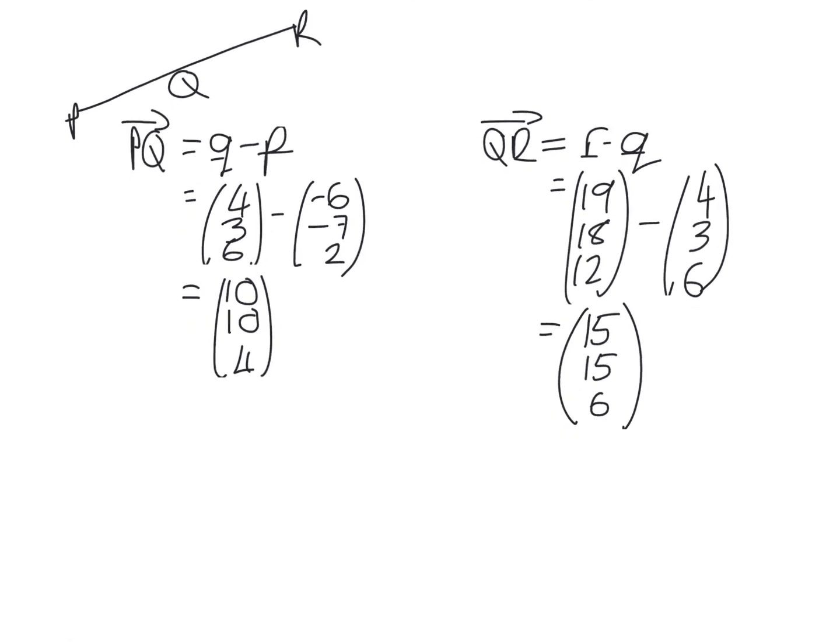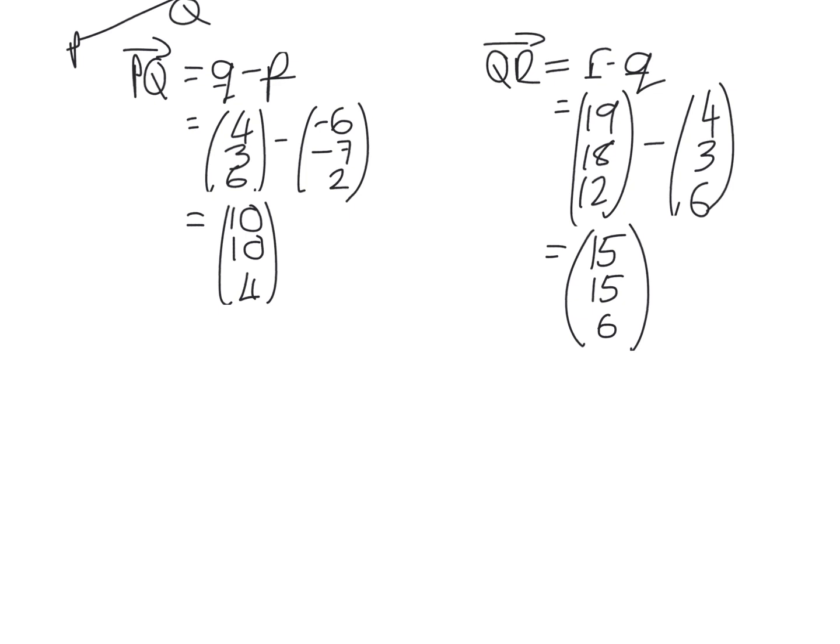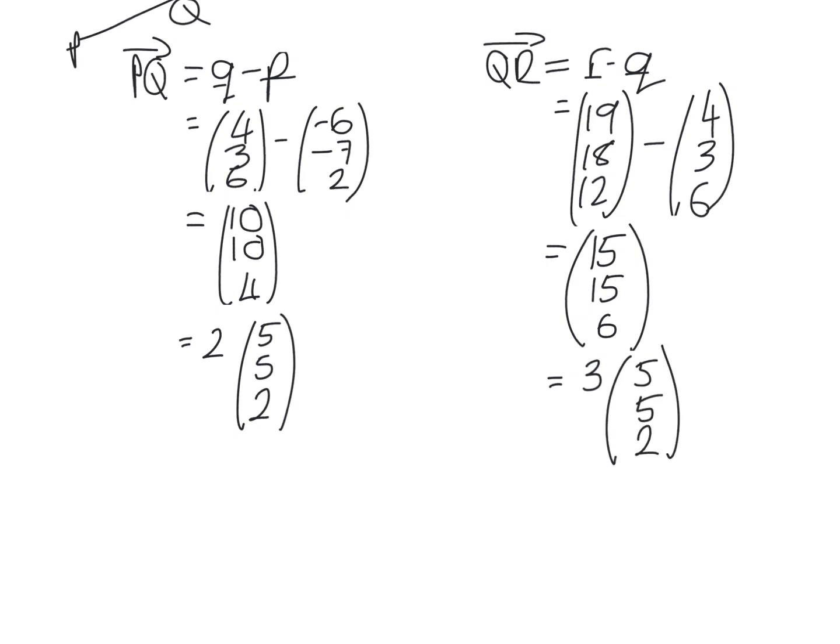So what I'm going to do is, to give myself a bit more room, take out a common factor in each of these vectors. So the first one is simply a common factor of 2. So 2 bracket 5, 5, 2. The second one looks like it's a common factor of 3. So 3 bracket 5, 5, 2. So now you can see that they are collinear, okay? So they're both multiples of the same vector.